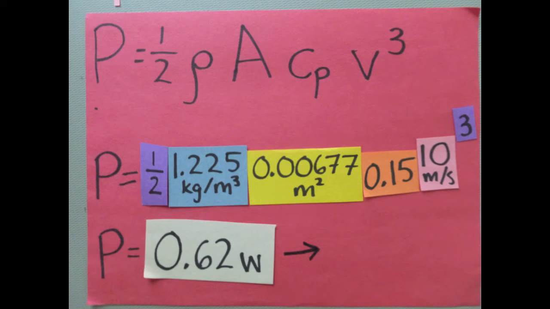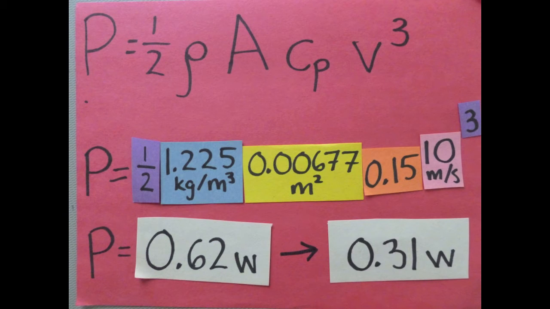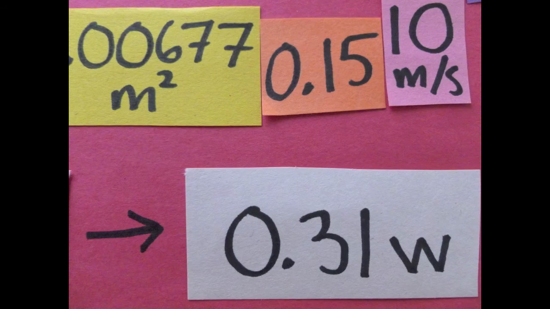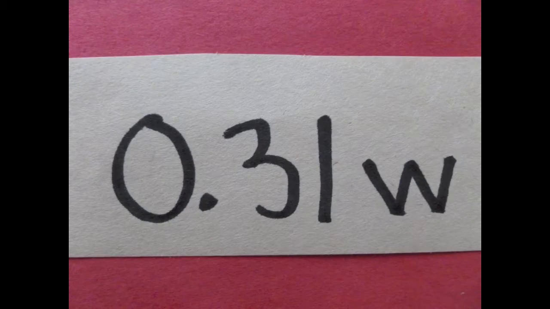However, the swept area took into account wind coming from all directions. In our wind tunnel test, the wind was blowing from one direction. We took this into account by halving the swept area, which halves our total power. Our final estimation was 0.31 watts.